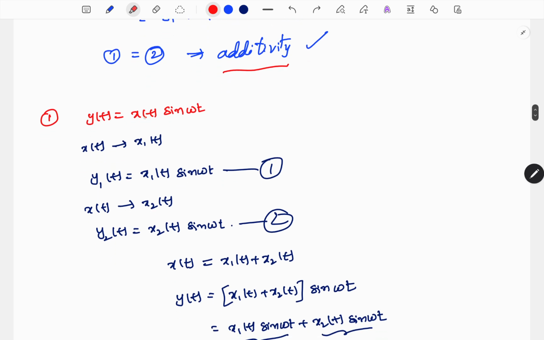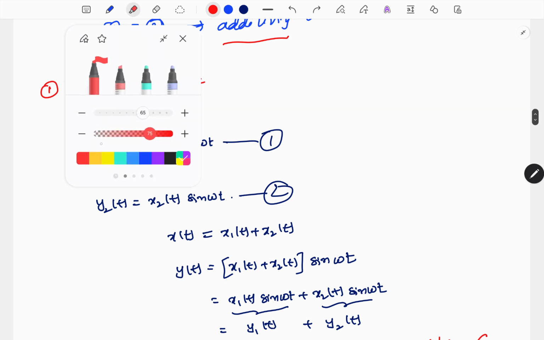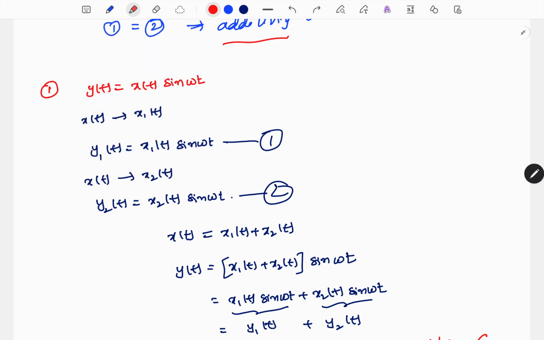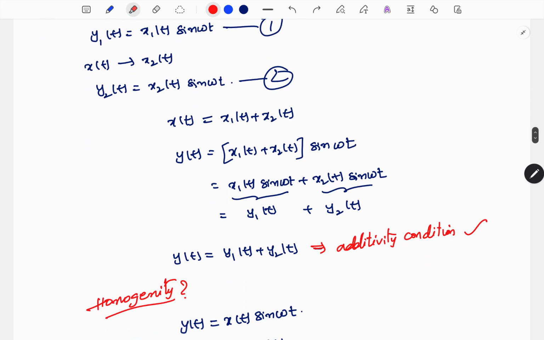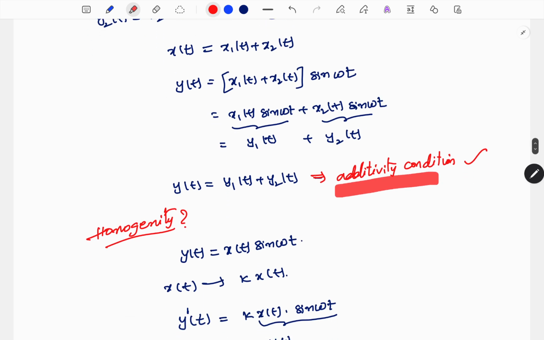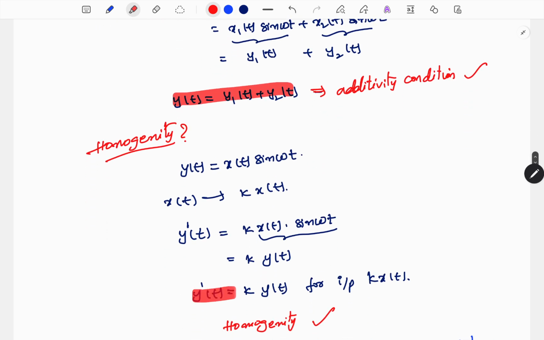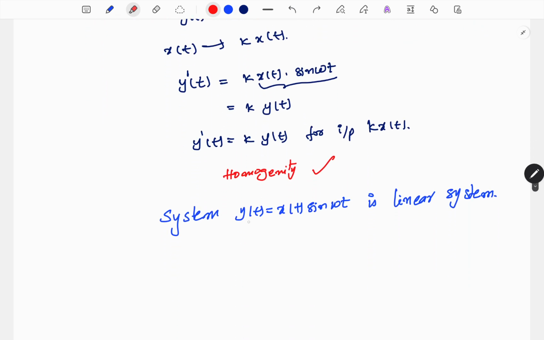Example: y of t is equal to x of t into sin omega t. We follow these steps. We get that the additivity condition is satisfied and the homogeneity condition is also satisfied. So the system is a linear system.